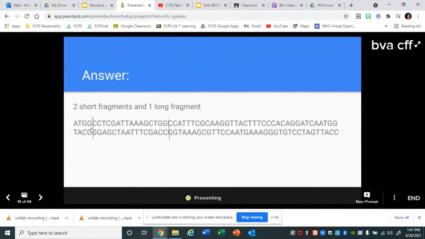So here's 1 cut, CCGG there, so that makes a really little one. There's another cut right here, so that makes a second sort of short one, and then the last bit is left as the third, or 3 fragments created, right? 2 short ones and 1 long one. Everybody get that? Good. All right, moving on.